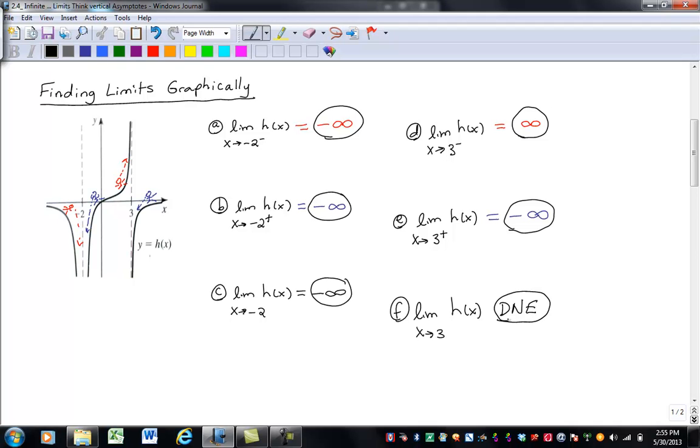The overall limit doesn't exist because I have to know which side I'm on to tell if it's positive or negative infinity. So that's how we do infinite limits graphically, just like we've done before, except now we're going to plus or minus infinity. If both the right and left-hand limits are the same, the overall limit exists. If the left and right-hand limits are different, then the overall limit doesn't exist.